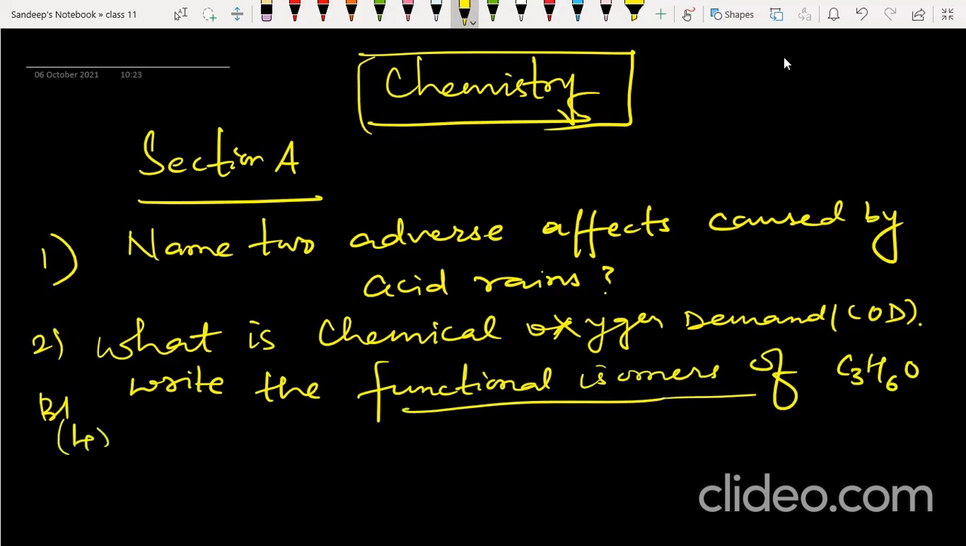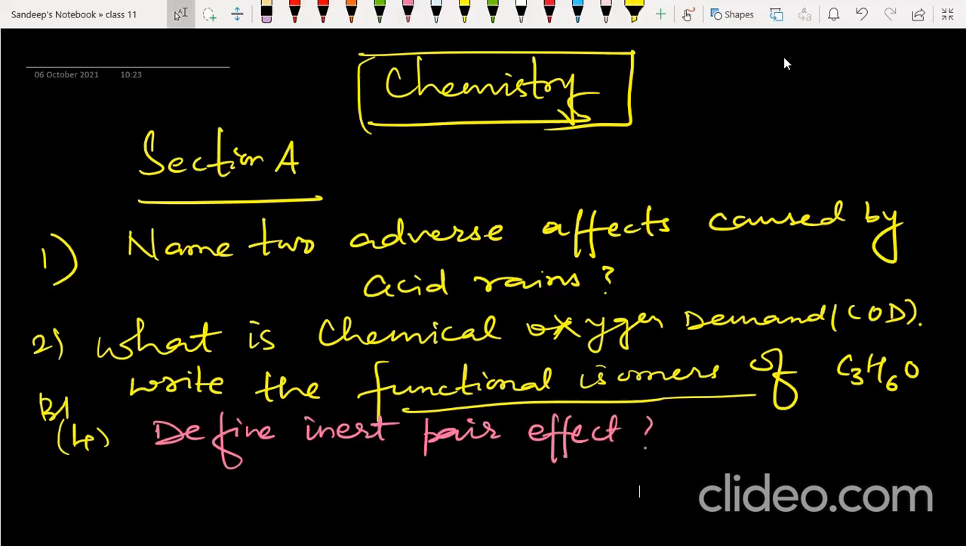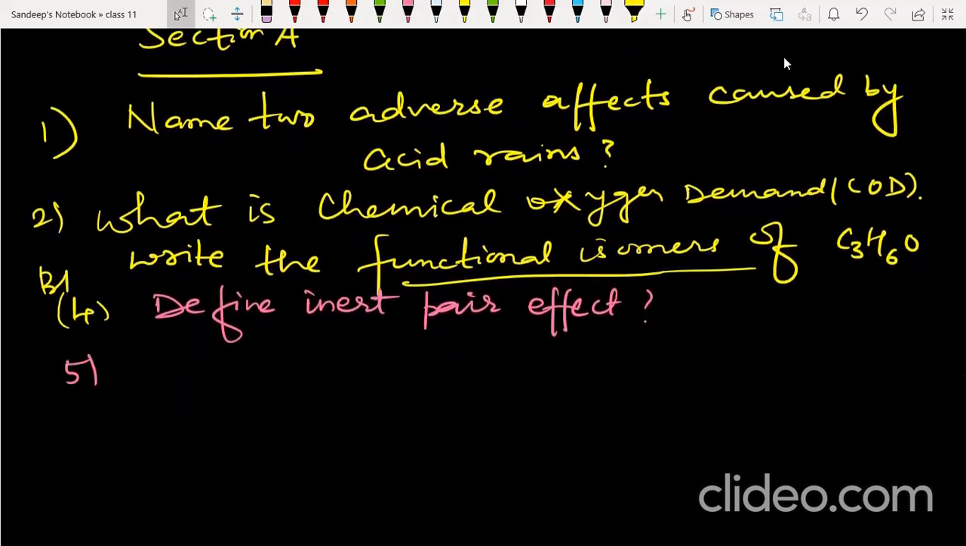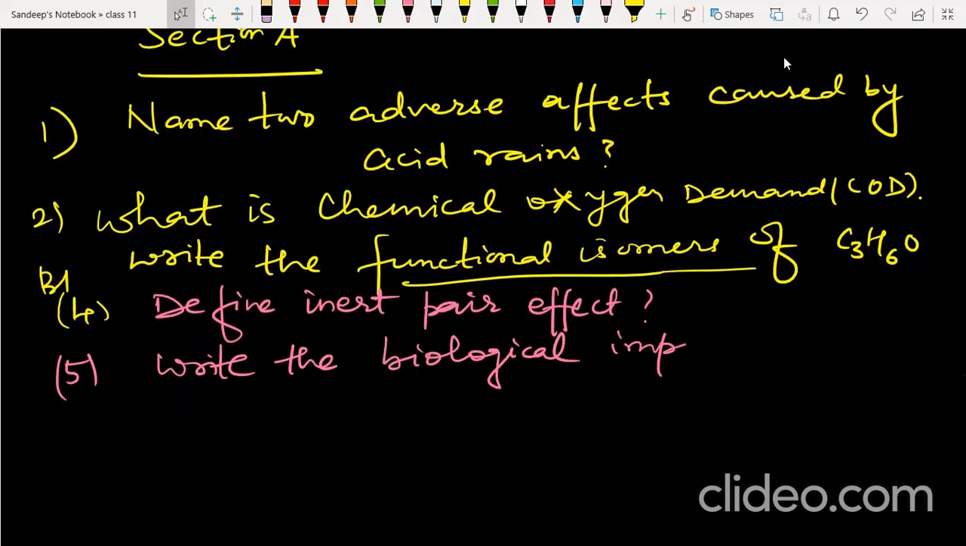Fourth question is, define inert pair effect. Next question. Fifth question, write the biological importance of sodium ions. So you have to remember the biological importance of sodium ion, potassium ion, calcium ion, magnesium ion. So this is an important question.